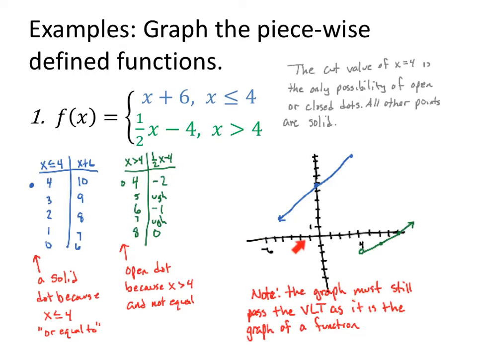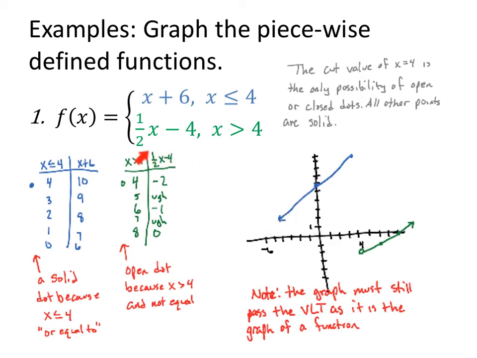And I could plot these values: 4, 10, 0, 6, all the values in between. And remember, this starts at 4 and goes to the left, less than. Solid dot because I can equal 4 and all values less than.